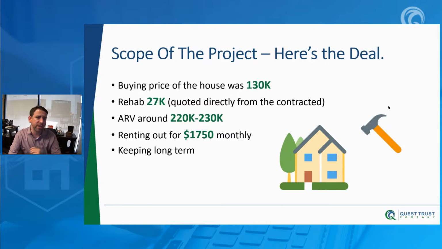But the ARV was going to range between $220,000 and $230,000. The overall idea of this property was not to flip it, but to keep it long term and have a renter in there at $1,750 a month. So that's not bad. This seems like the average deal. Now let's see what it actually looks like.